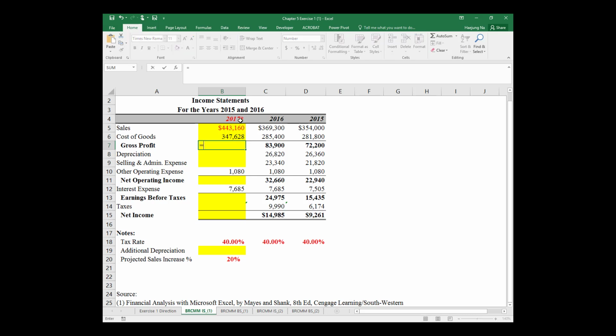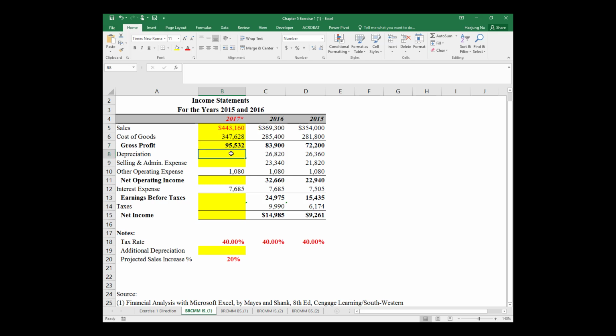Okay, so if you're good, we're moving down to gross profit. Gross profit is always sales minus COGS. Should have 95,532. And then, so everyone has up to 95,532, right? And let's move down to depreciation.